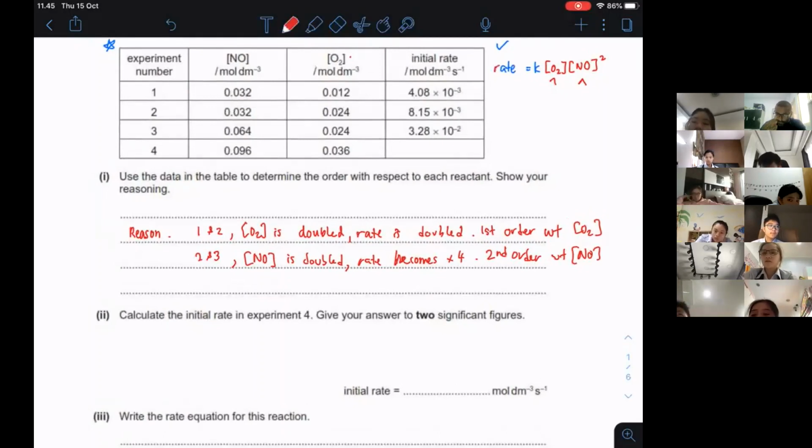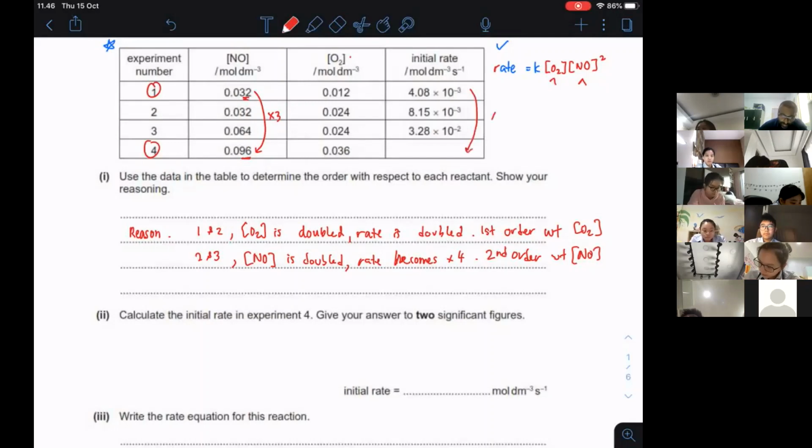I will put it this way, because I will try to, for example, we know what is going to be the rate times by what and so on. For example, what I did was, when I see 0.96, this one is 0.32. Maybe I'll select experiment 1 and 4. Now nothing is constant, but I have found out what is the order. So from here to here, when I times by 3 with respect to NO, I found out it's second order. It means that from here to here, I need to times by 3 to the power of 2, which is going to be 9.